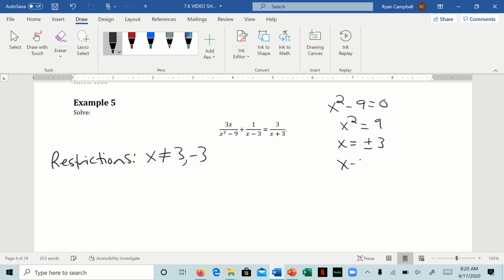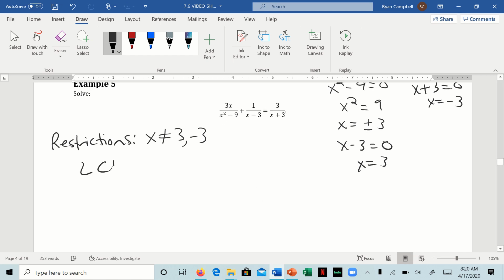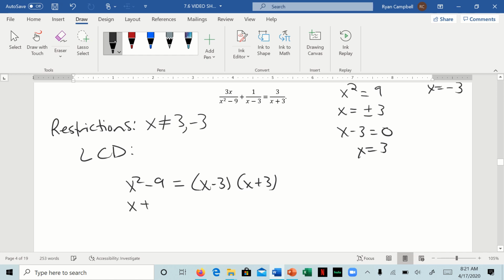For the second one, if x minus 3 is 0, x is positive 3. We already said it can't be positive 3, so that one's taken care of. And then we get x plus 3 equals 0, which would mean x can't be negative 3, which, again, we already got. Good. Okay, so now let's look for the least common denominator. We can see that the first one, x squared minus 9, that's just x minus 3 and x plus 3. And the second one is x minus 3, which is just 1 times x minus 3, and then x plus 3, which is 1 times x plus 3.